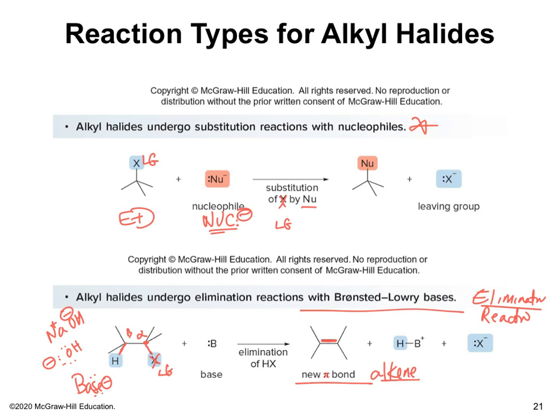Now, what determines this OH to be a base instead of a nucleophile? Well, if your OH attacks the carbon, that means it's a nucleophile. That's what determines its nucleophile. However, if it goes and gets a hydrogen, that makes it a base. So this is the reaction mechanism. You see I have 3 curved arrows to make this alkene.